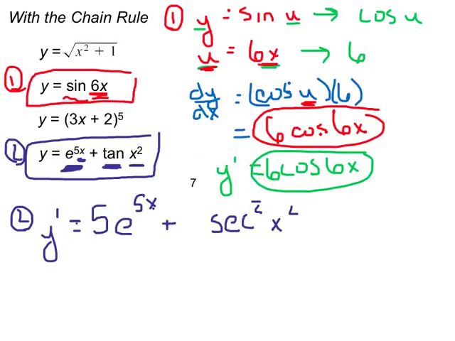But now we need to multiply, this is supposed to be a squared. Now we need to multiply by the derivative of x squared as well, which is 2x. So the 2x is going to be right out here. Alright, so just to recap, the derivative of e to the u is e to the u times u prime, and the derivative of tangent u is secant squared u times u prime.